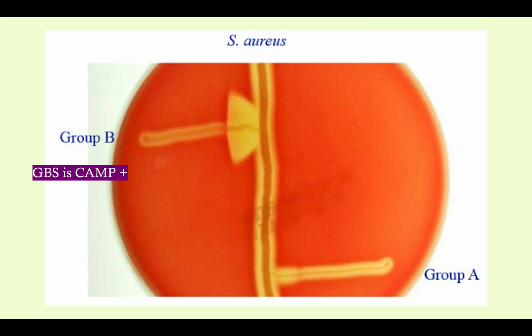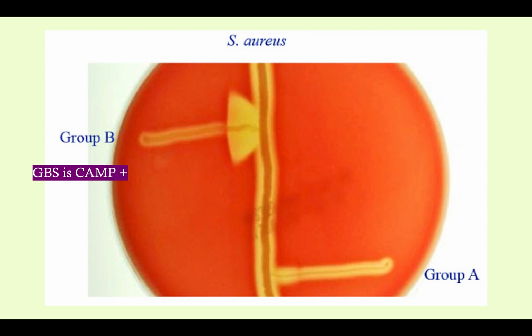Okay, the big feature for group B strep that you can get thrown at you, and a lot of med students fail to remember this, is that group B strep is CAMP-positive. CAMP does not stand for cyclic AMP. It stands for Christie, Atkins, Munch-Petersen, which were the people that discovered this feature of group B strep. And CAMP is a factor that enhances hemolysis.